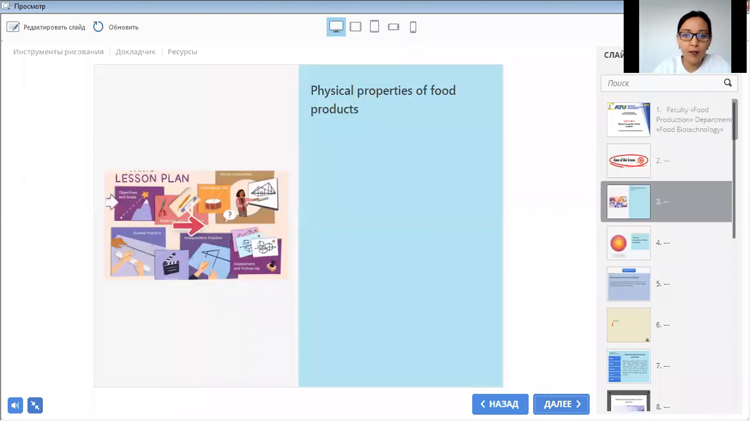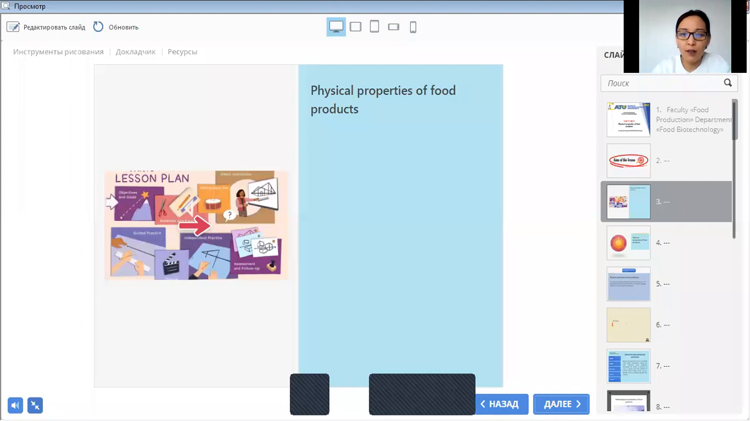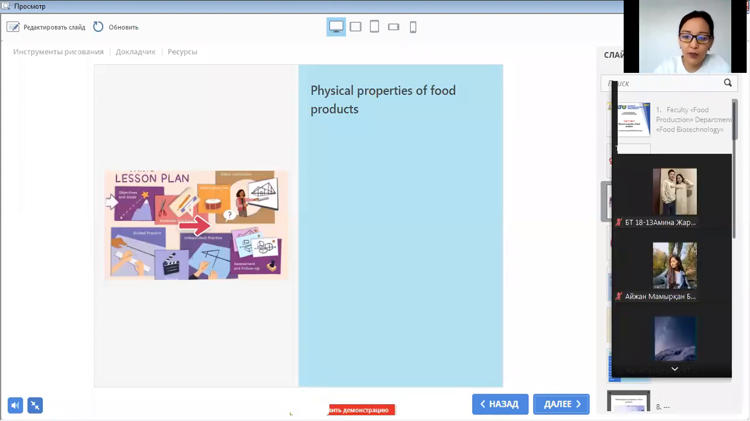And first, the plan of the lesson. There are 3 parts. Part number 1 is physical properties of food products, next is thermophysical properties of food products, and part number 3 is physical and chemical indicators of food products.